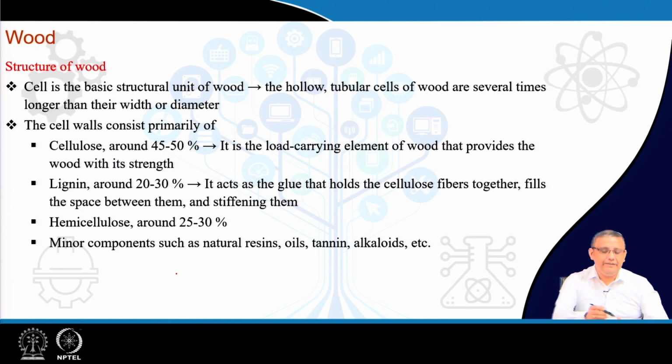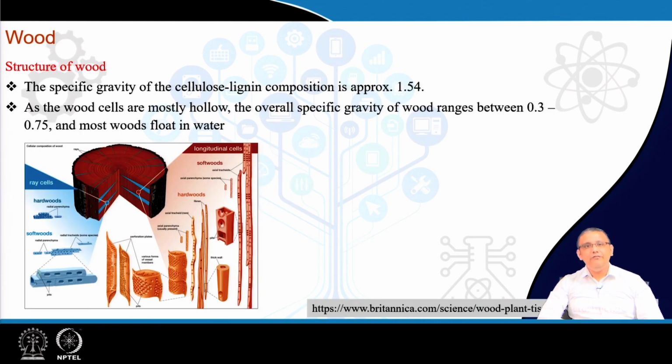Then we have around 30% of hemicellulose, and also some minor components like resins, oil, tannins and so on. Now, if we consider that wood mainly consists of the main structural elements, that means the cellulose and the lignin, then it has a density of around 1.54. That means if wood were made up of completely bulk material, with no porosity, then wood would be heavier than water, because together cellulose and lignin have a density higher than the density of water.